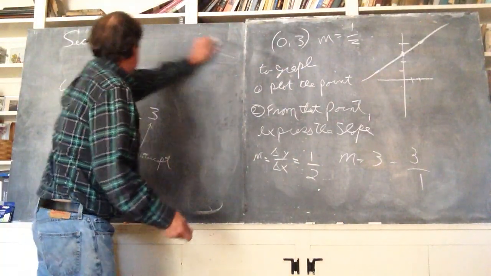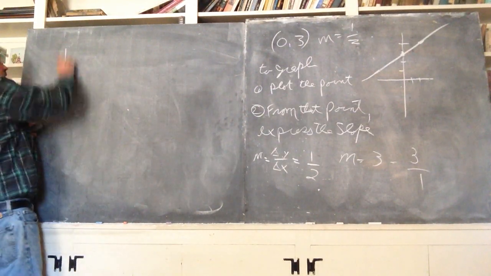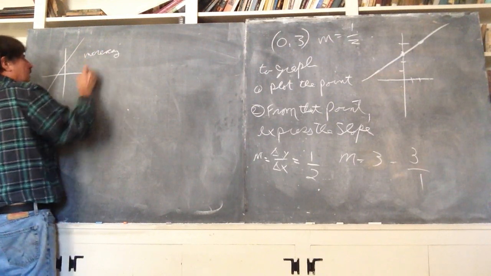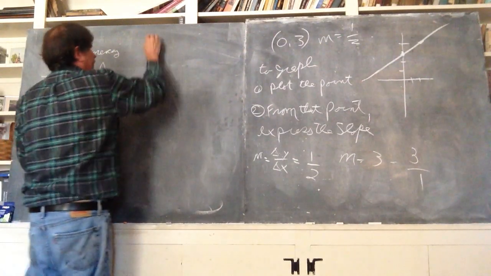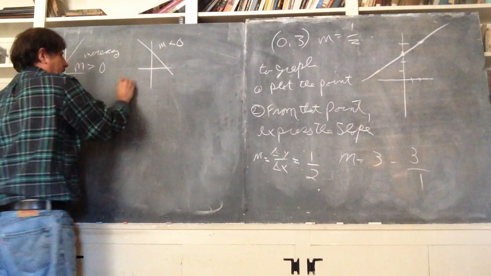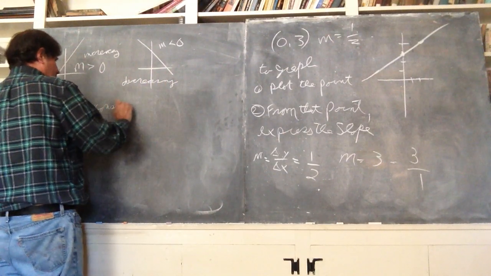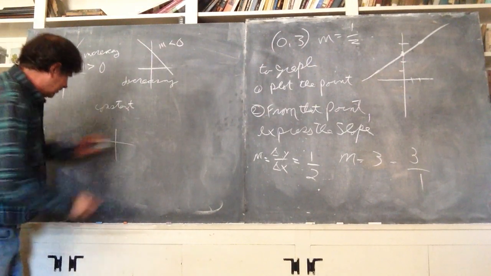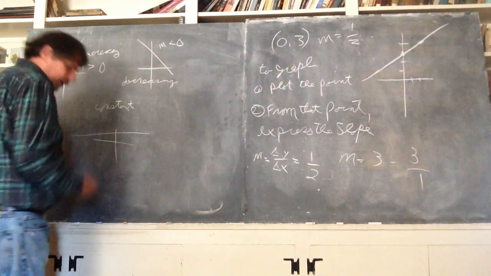Second, I do want to talk about this real quick. Increasing linear function, the slope is greater than 0. Decreasing function, the slope is less than 0. And then a constant function, the slope is 0. The slope is 0, you know, like the floor.